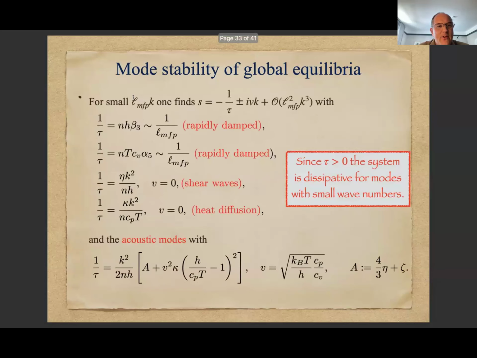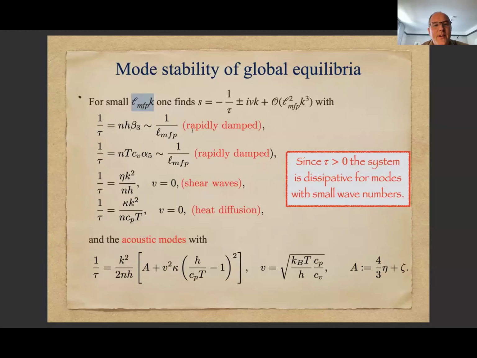Now you can again look, and that's what's interesting for physics. What happens for small values of the mean free path times k? Here you find different kinds of modes, but all of them decay. So you have modes that go like minus 1 over tau, where tau would be the decay time. And then some of them oscillate. And then you have higher order corrections.